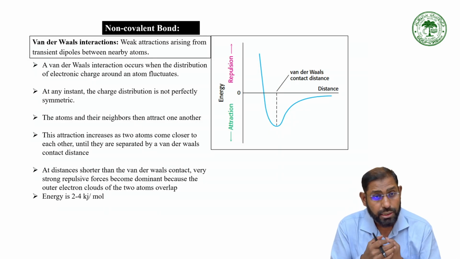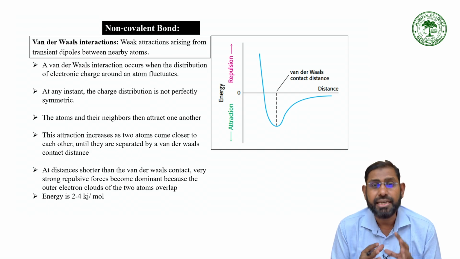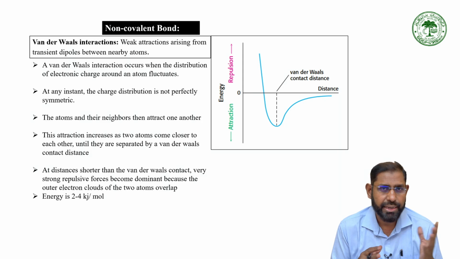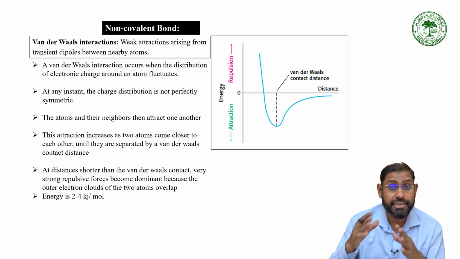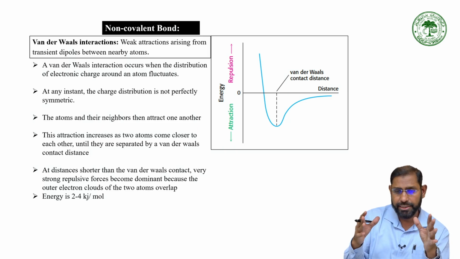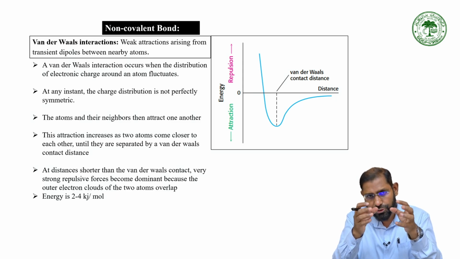Now another non-covalent bond that is also very important is the van der Waals interaction. What are van der Waals interactions? If you compare with other interactions, they are weak interactions arising from transient dipoles between nearby atoms. If two atoms are nearby within a certain distance, in the range of van der Waals, they have interactions that are called van der Waals interactions.